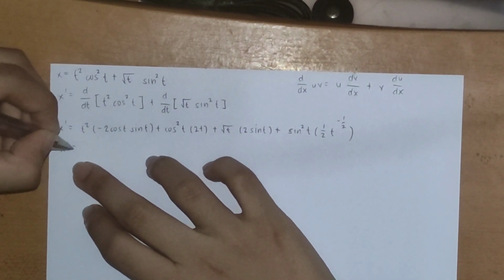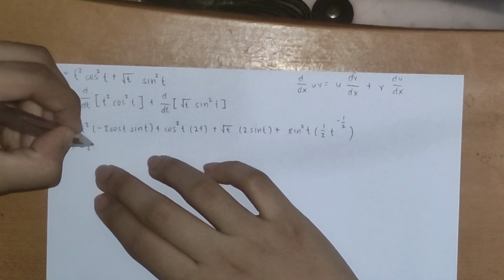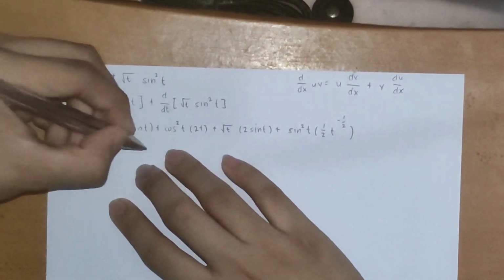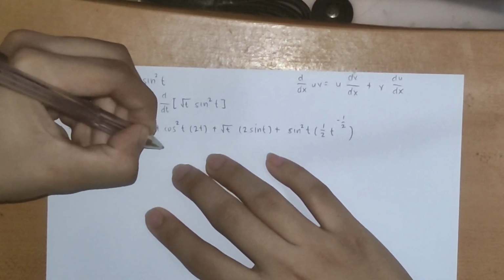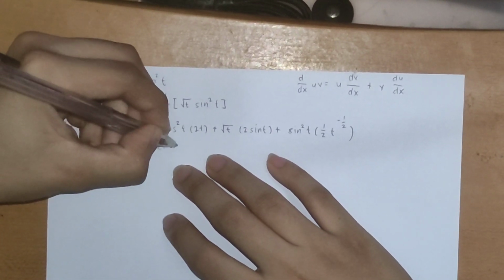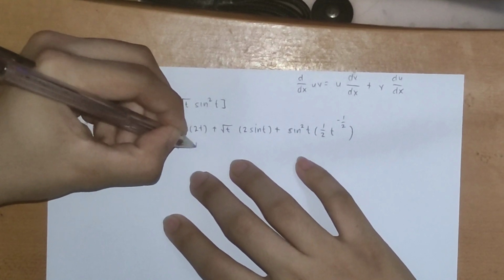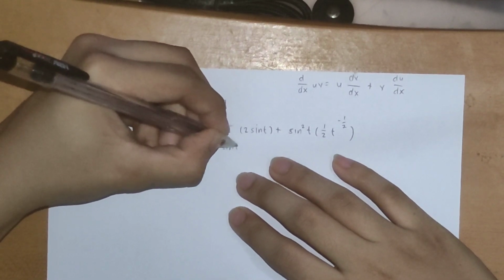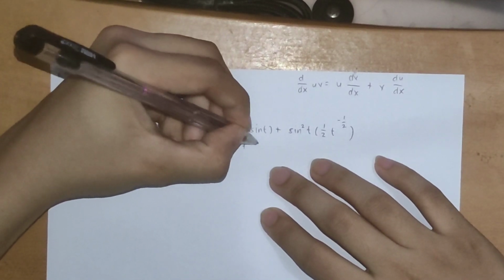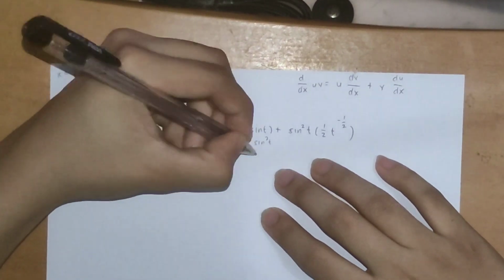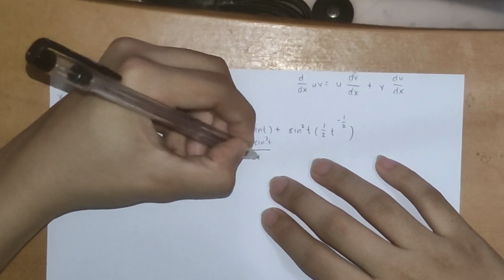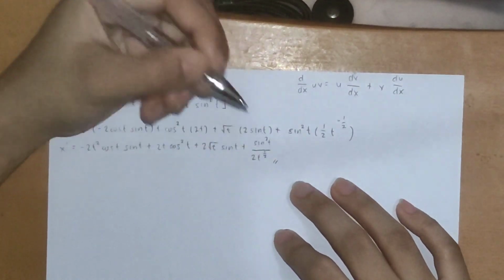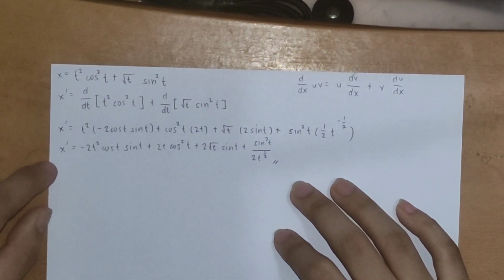Simplifying this, we are going to get negative 2t squared cosine t sine t plus 2t cosine squared t plus 2 square root of t sine t plus sine squared t all over 2t raised to 1/2. This, I think, is the simplest form. Therefore, this will be our final answer.